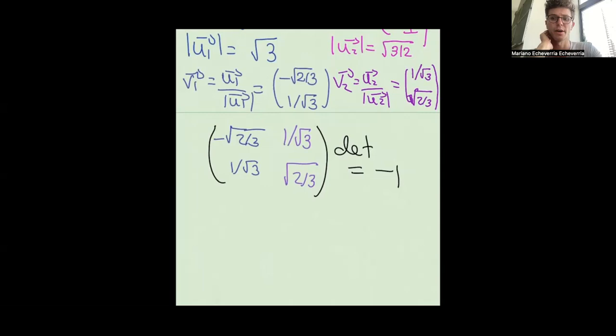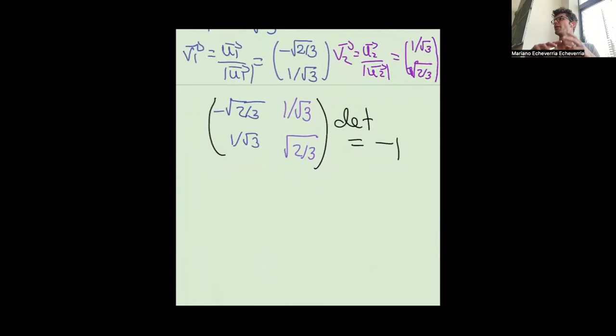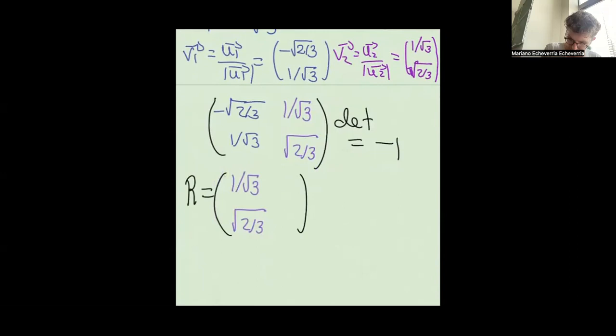So if you want to make it determinant one, what you should do is reverse the order of the columns. Because if you remember the properties of determinant, once you flip the rows or columns of a matrix, you change the sign of the determinant. So our matrix is more or less the same, but with the columns flipped. This would be the first column and this would be the second column. And then this one is determinant one and it's orthogonal.